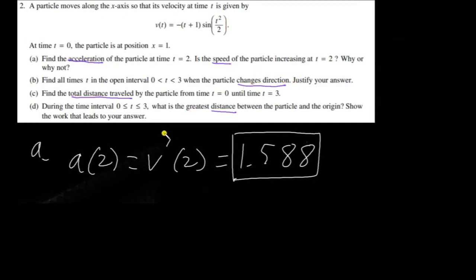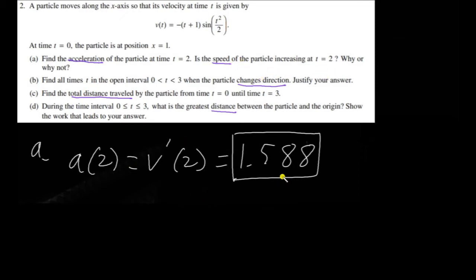So if we were thinking about speed, the first thing that should come to mind is the sign of the velocity and the acceleration. So when we're dealing with speed, if the velocity and the acceleration have the same sign at a certain t value, then it's speeding up. The speed is increasing. If the acceleration and the velocity have opposite signs at that t value, then the particle is slowing down.